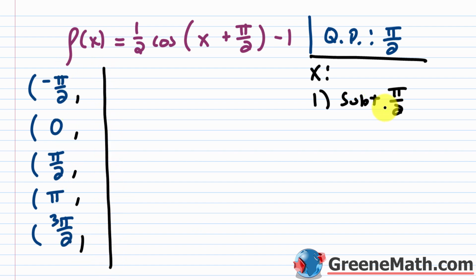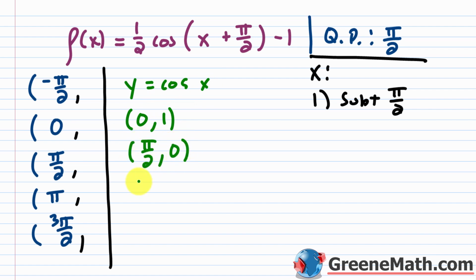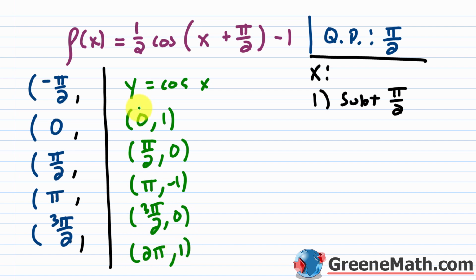To do it this way, you have to start off with your basic points for the cosine function. So y equals the cosine of x. And so you have your 0, 1, you have your pi over 2, 0, and then you have your pi, negative 1, you have your 3 pi over 2, 0, and then you have your 2 pi, 1. Well, what you're doing is you're taking each x value here, and you're just going to subtract away pi over 2. And you're going to see that it's going to match what we found using the quarter period method.